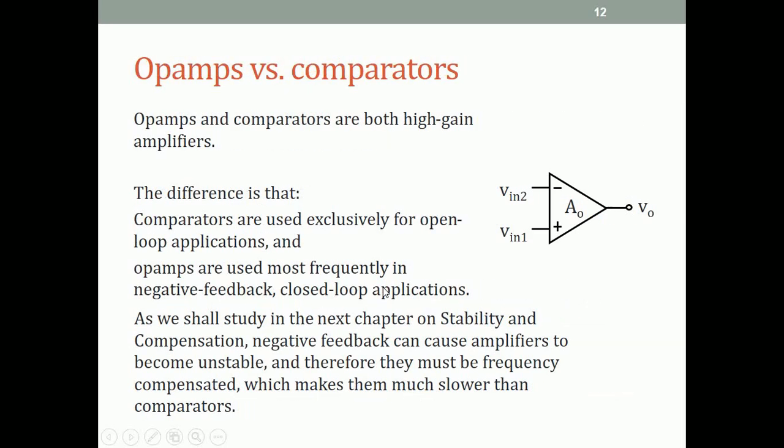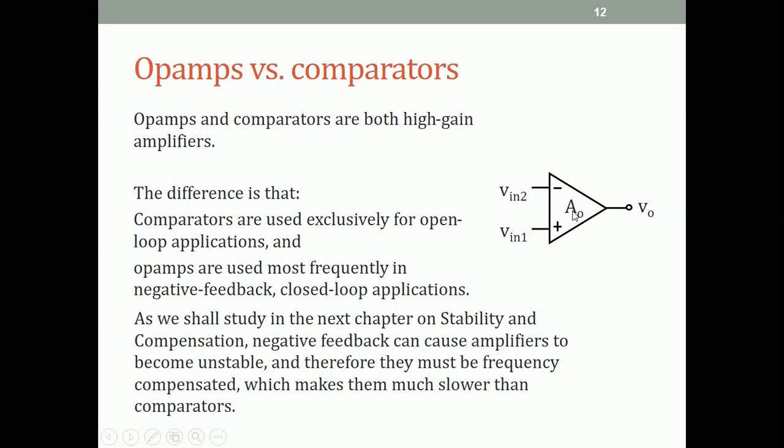Another thing, I want to talk about op-amps versus comparators. I'm not sure if you've heard of comparators. Comparators are circuits which have two inputs, and the output is high if Vin1 is greater than Vin2, and the output is low if the input Vin1 is less than Vin2. Fundamentally, comparators are also high gain amplifiers. Op-amps are also high gain amplifiers.